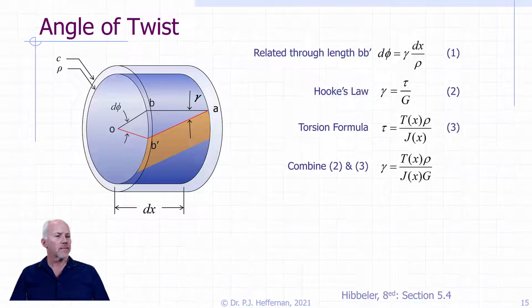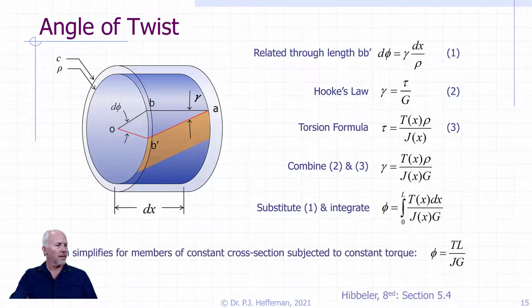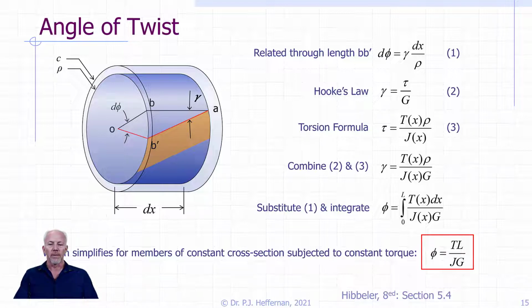So it's bringing the shear modulus in, and then we can substitute that into 1 and integrate it, so all in one step. Then instead of d phi, we have phi because we're doing the integral over the length, and we end up with our torsion. The rho's cancel out, so we have our torque T dx divided by our polar moment of inertia and the shear modulus. And that would simplify then for members of constant cross-section subjected to constant torque to be the angle of twist between 2 points from one end to the other would be equal to the internal torque over the length of which it's applied divided by our polar moment of inertia and our shear modulus.